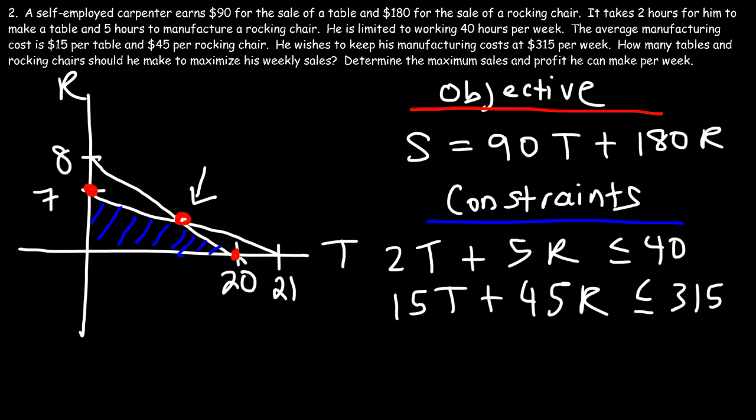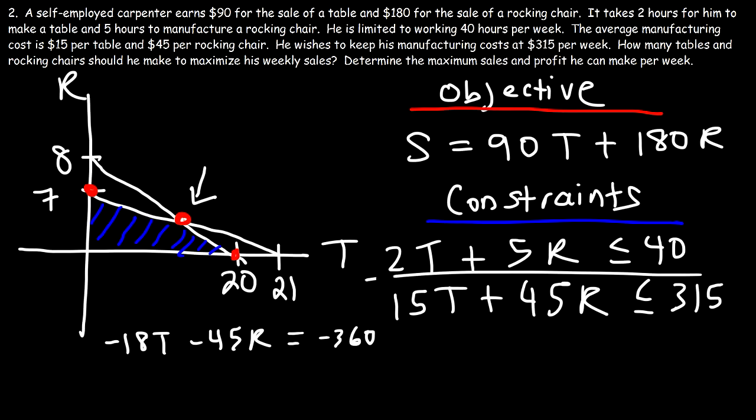So I'm just going to use an equal sign to keep things simple. Now let's multiply the first equation by -9 so that r will cancel. 2t times -9 is -18t. And 5r times -9, that's going to be -45r. And 40 times -9, that's going to be -360.